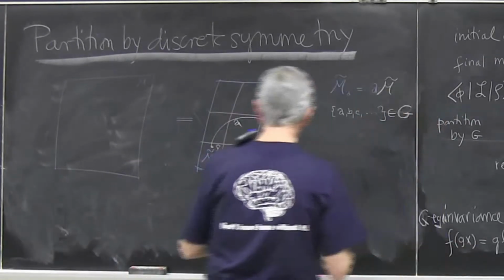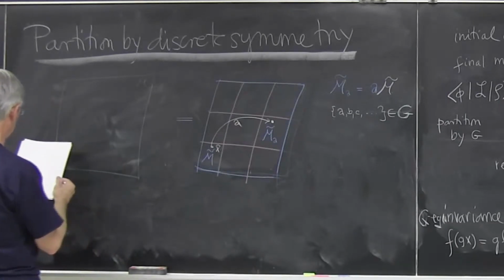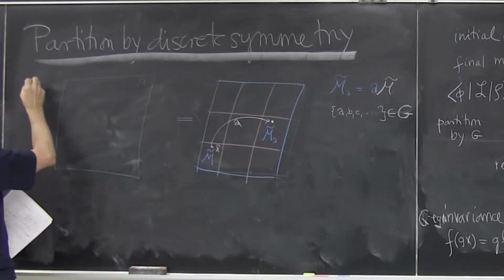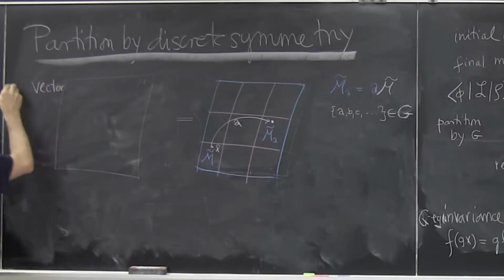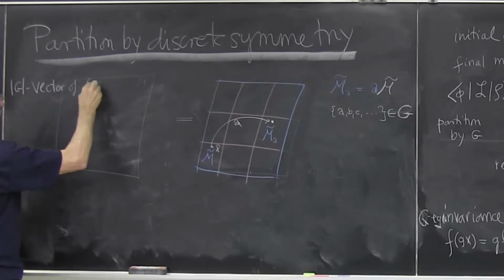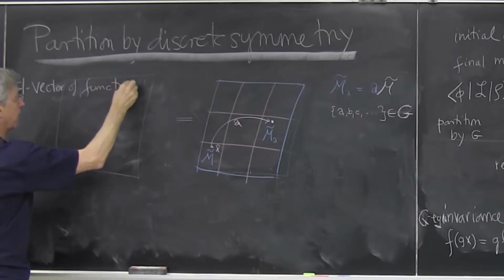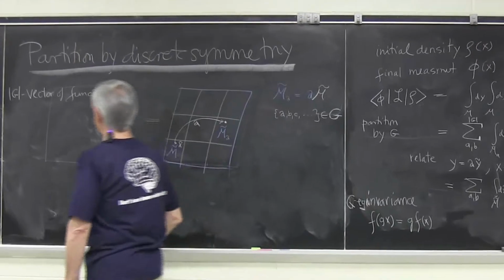Now we can define several things. First, we define vectors of functions. G dimensional vector of functions. For example, this, I think of this as a transpose.